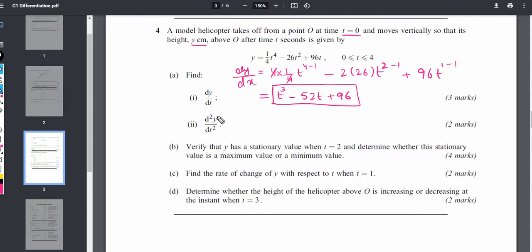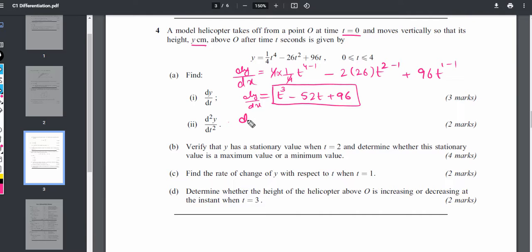Now in part II it says to find out the double derivative. So this is the sign of double derivative, d square y over dt square. So we have to find out the double derivative of this function. So this is dy by dx and I have to take its derivative again.